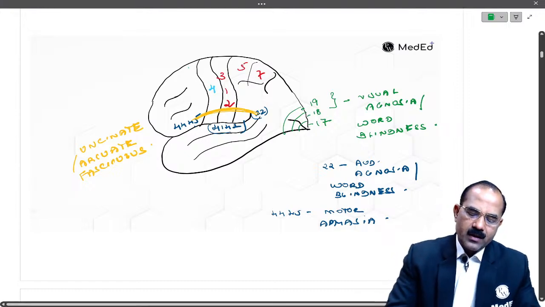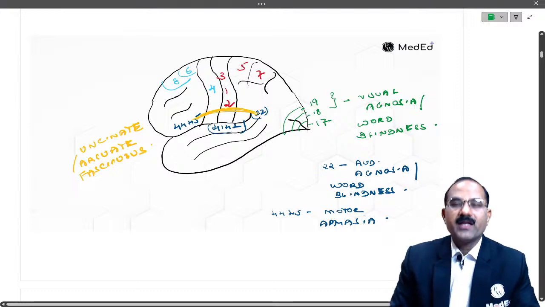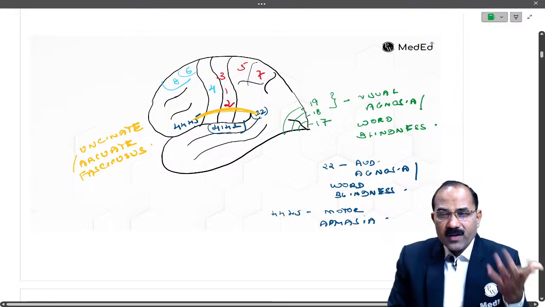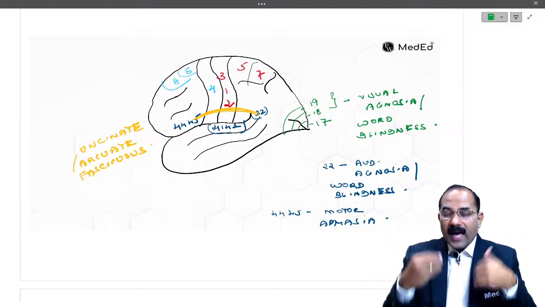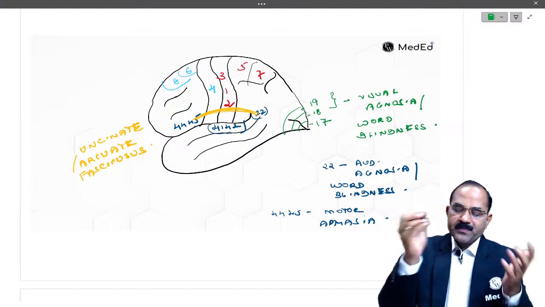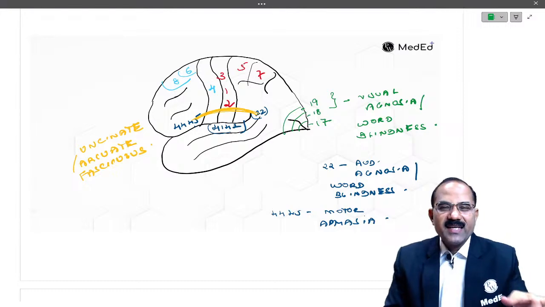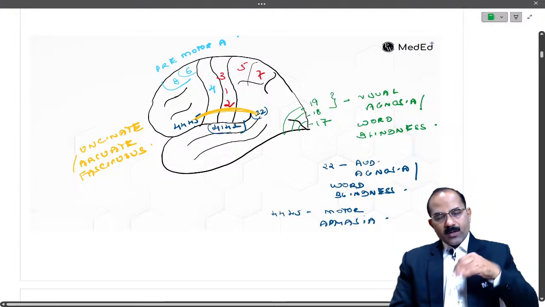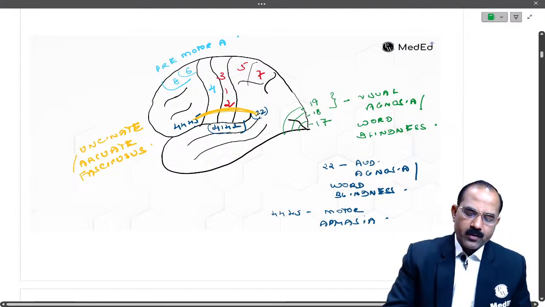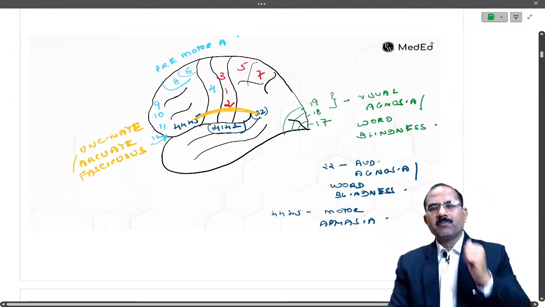Now, this is area number 6 and 8. 6 and 8 are known as premotor areas. Matlab, area number 4 ka function is what? It will initiate the movement. It begins the movement. And who's actually going to carry out the movement? 6 and 8. So 6 and 8 are known as the premotor areas. Okay, they are going to carry out the movement. And then we have 9, 10, 11 and 12 on the medial side. Andar ki side pe, medial side pe.